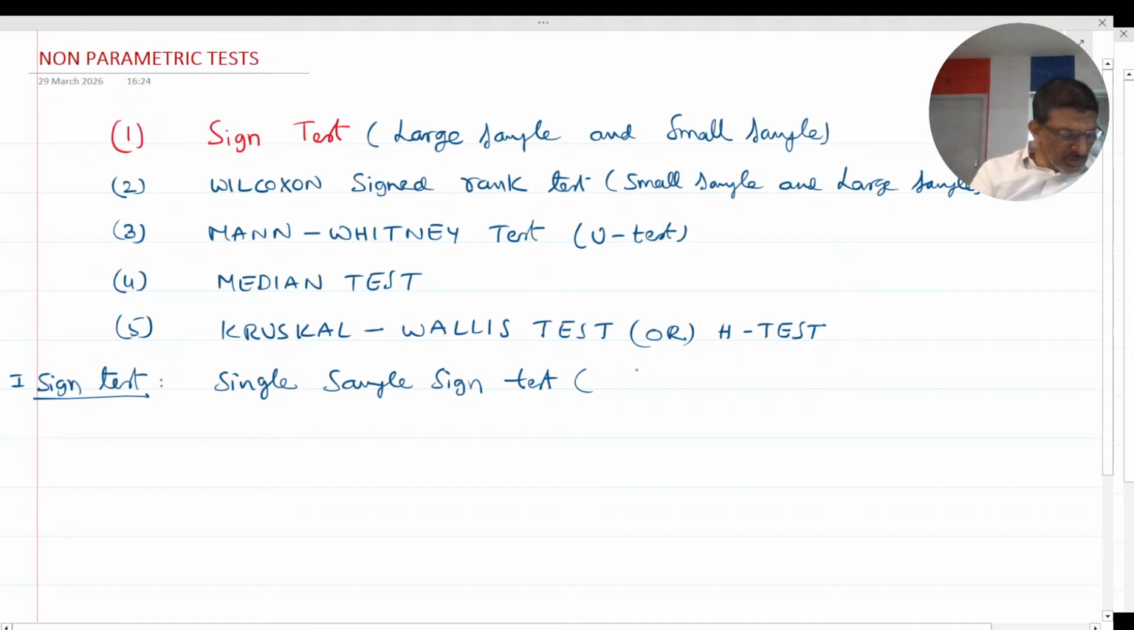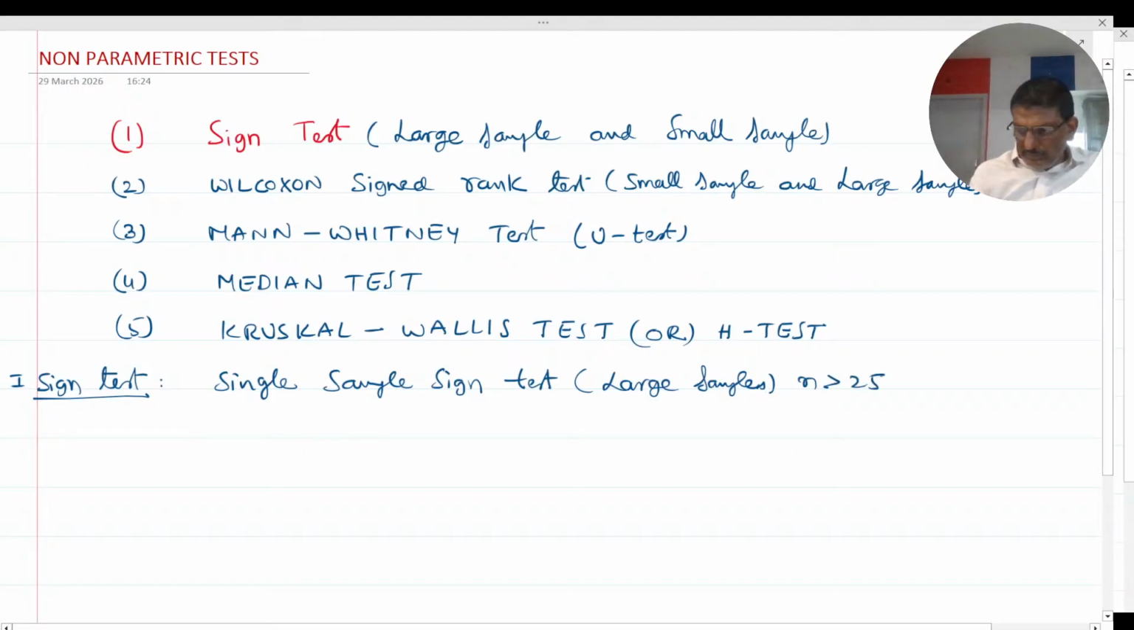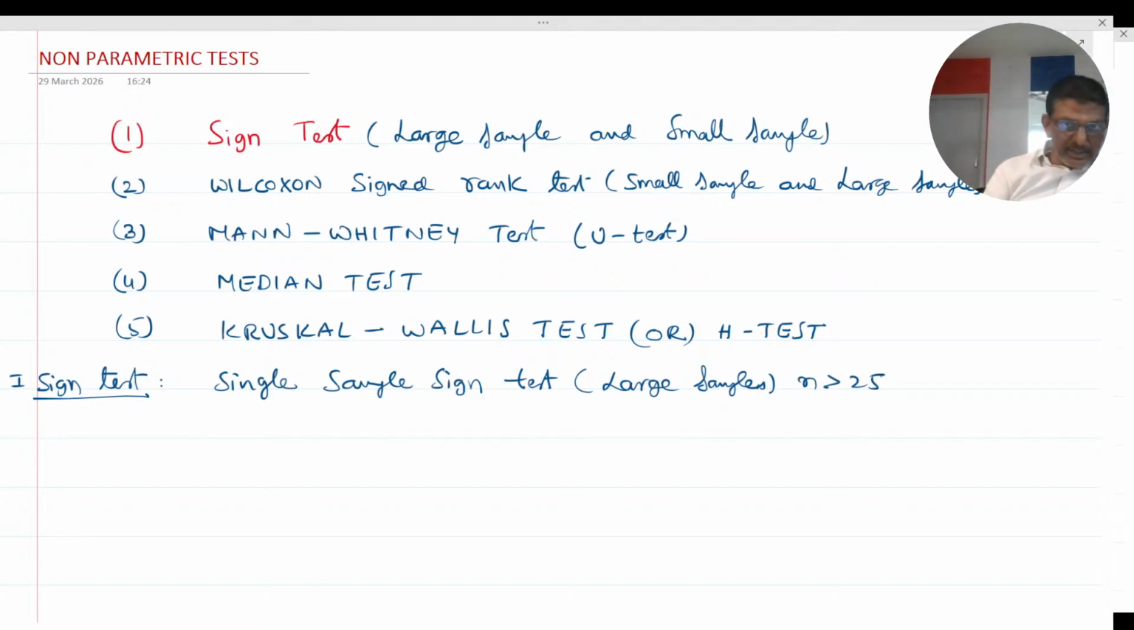Sign test, that is called large sample. Here, large sample means what? Large sample means n greater than 25. N is greater than 25, that is called n is large. There is a step by step method.